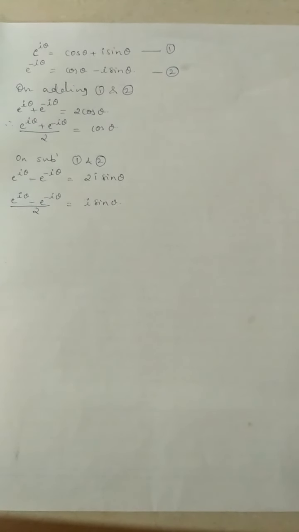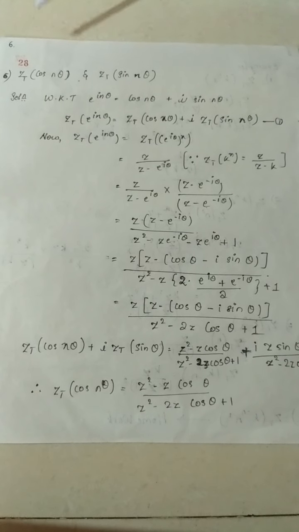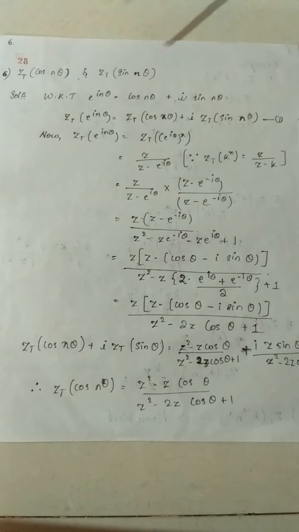When we subtract these two results, we get e raised to i theta minus e raised to minus i theta by 2i, that is sin theta. Now Z transform of cos n theta and Z transform of sin n theta. Now we know that e raised to i n theta is cos n theta plus i sin n theta.